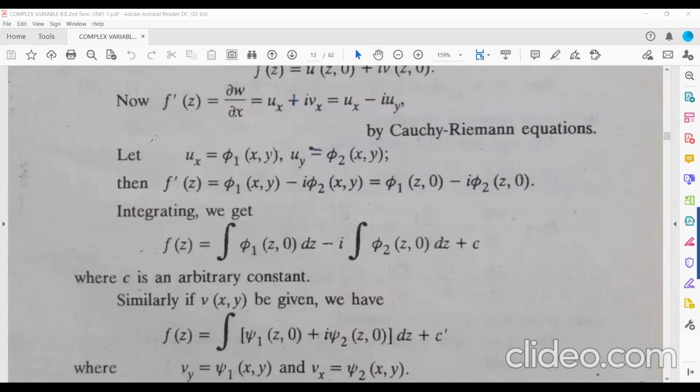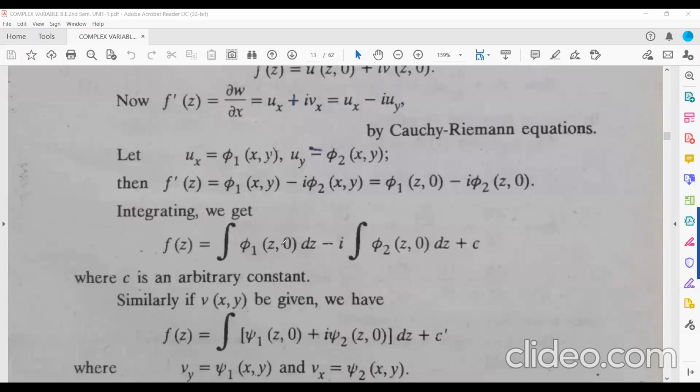Then what do you do? So f dash z, f dash z equal to what? Phi 1 z0 minus i phi 2 z0. So then simply integrate it. After integrating, f z equal to what? Integral of phi 1 z0 dz minus i phi 2 z0 dz plus c.